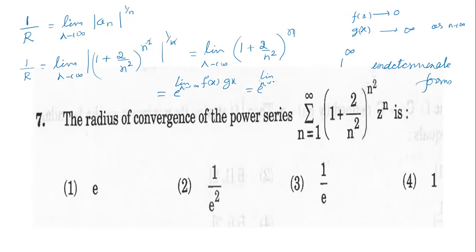Now limit n tends to infinity, f of x here is 2 by n square into g of x is n. This 1 n cancels, and if we apply n tends to infinity, we get e raised to 0. E raised to 0 value is 1. The answer is the fourth one. This is the right answer.